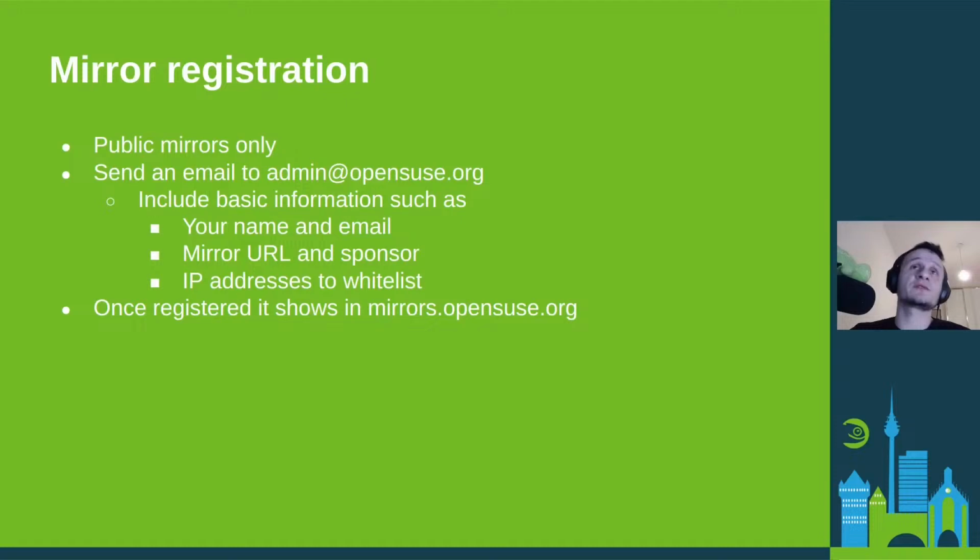Mirror registration is fairly simple. You just need to send an email to admin@opensuse.org and include some basic information about your mirror, such as your name and email, in case there are issues and we need to contact you back, your mirror URL, so the users can fetch data from it, and also who is sponsoring this mirror, because often mirrors are sponsored by companies or universities, so you can also have it available in the mirror list to know who is sponsoring these mirrors, and of course IP addresses to whitelist.